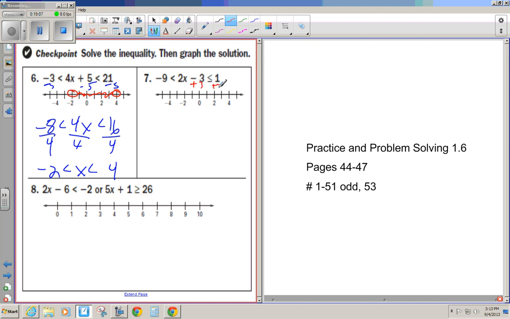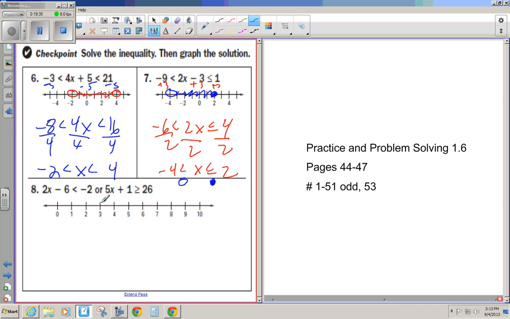Here's another that is an in-between statement. Add 3. Divide by 2. And now you've got a closed dot, and everything in between.